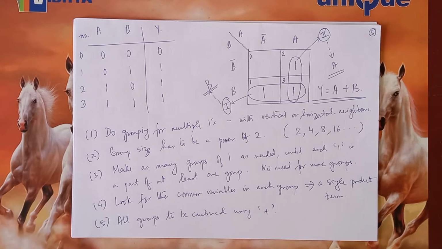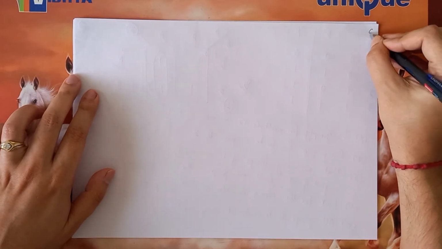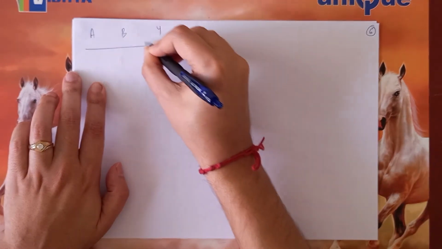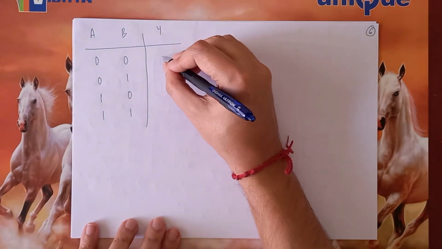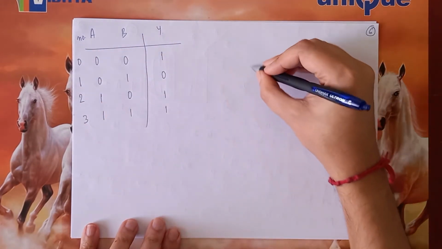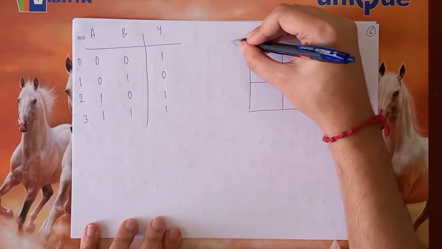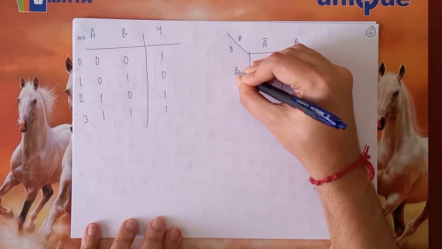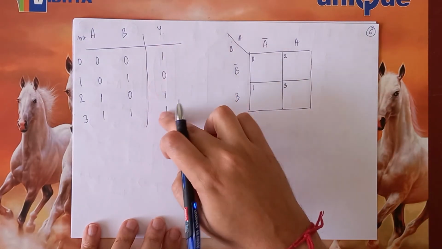Let us take one more example. Let us say we have the truth table which looks like this. Let's have the row numbers. So in that case, the K map would look like this. The cell numbers will be 0, 1, 2 and 3. So the ones will be the 0th, 2nd and the 3rd cell.